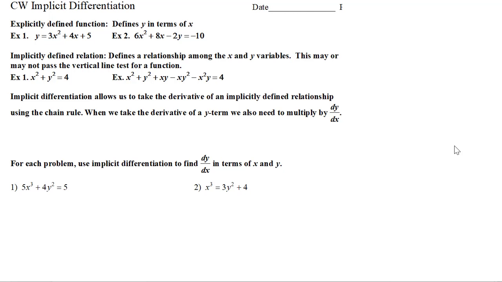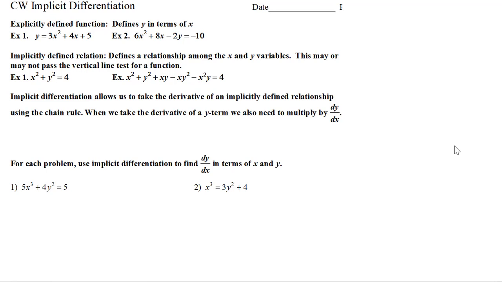Alright, AP Calc. In this video, we're going to start going over implicit differentiation. And I'm going to work out the evens on this page that you have available to you. So first off, we want to talk about what implicitly defined functions are.